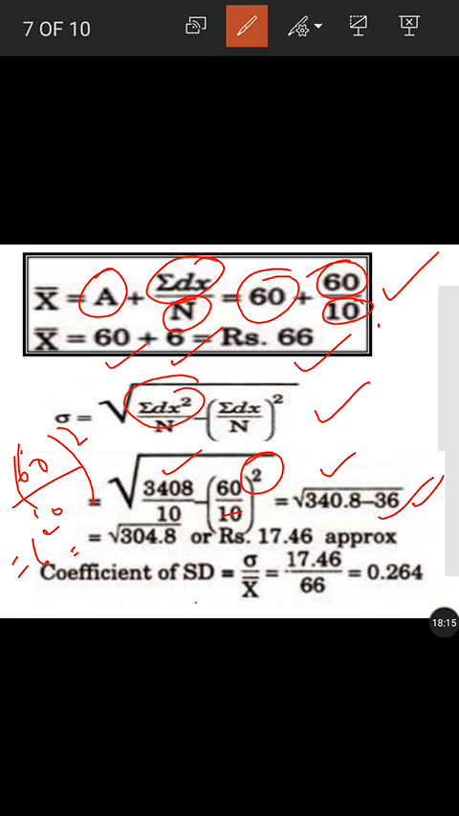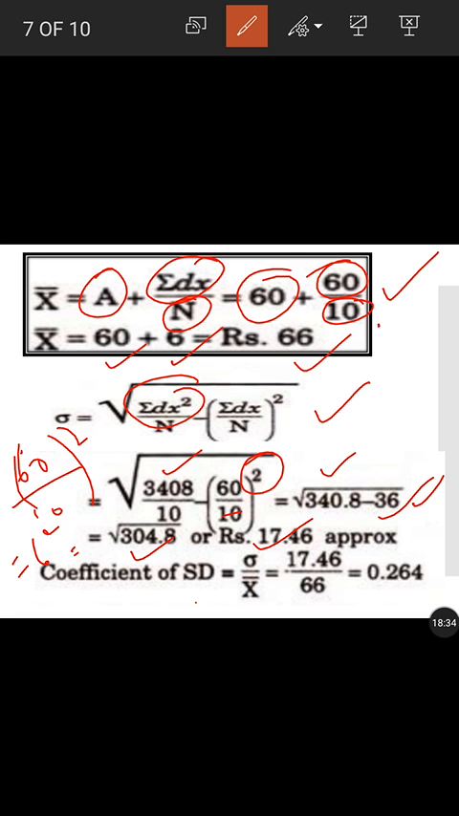In the next step, what do we do? 3408 that is 340.8 minus 36, that is 304.8. We take the root of it. After taking the square root, the answer we get, the final standard deviation, is 17.46. Then we have to calculate the coefficient of standard deviation.